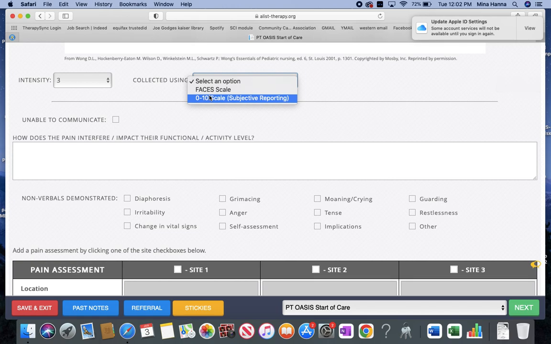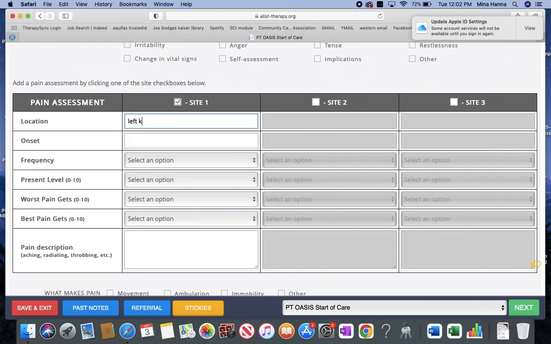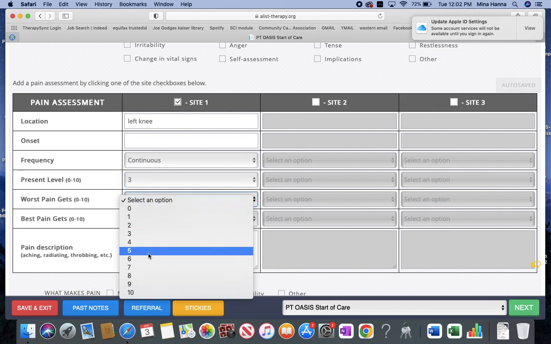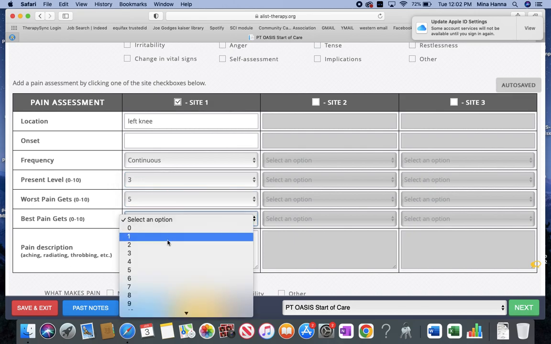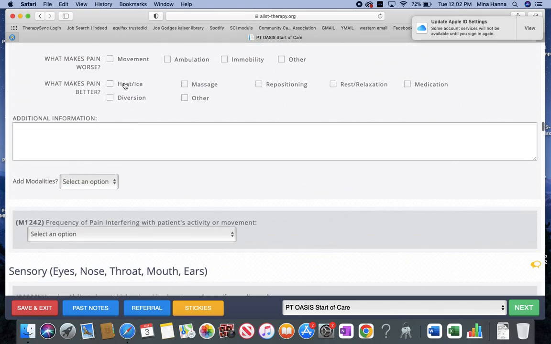Level is 3. We use 0 to 10, and I try to move as quick as possible when I'm doing these notes. And then so continuous, if we want to, it was 3. Worst pain, we asked them, 5. Best pain, 1. Type of pain, achy pain. Simple as that. What makes it worse?